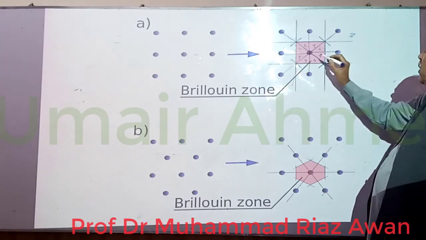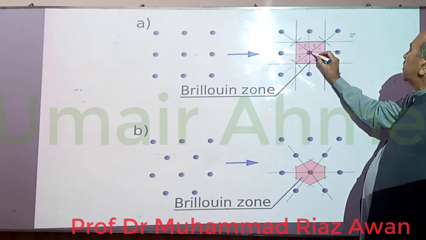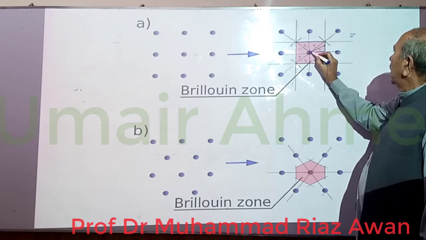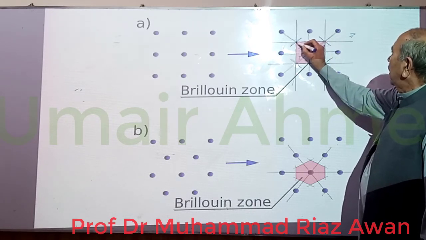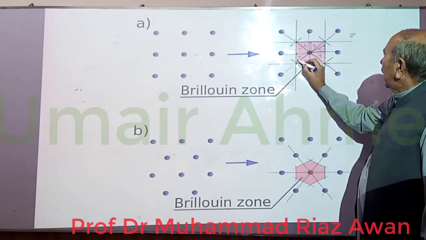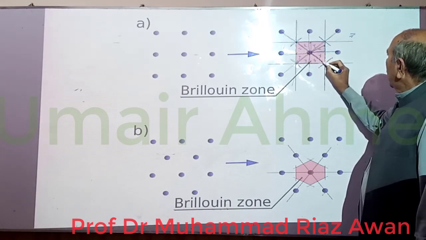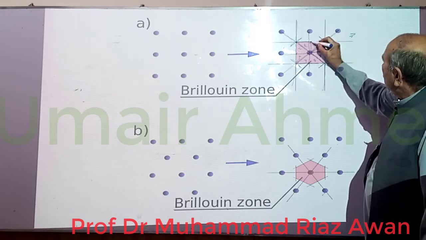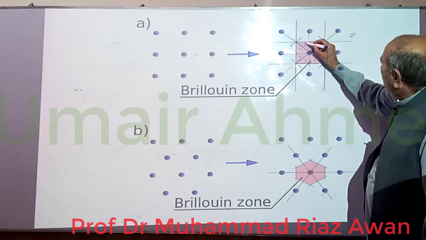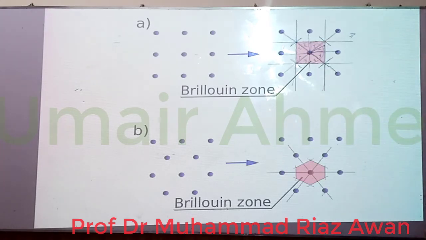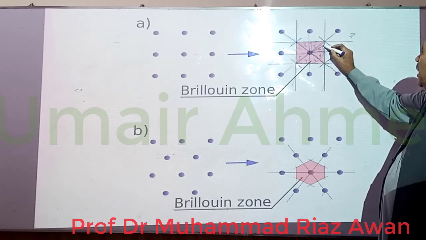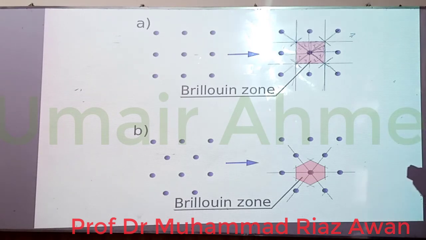So you can see, if I want to reach the boundary of this Brillouin zone, I can draw vectors. This one, this one, it can be reached by all these vectors. These vectors are not crossing these lines, the boundary of the first Brillouin zone. So the set of all these vectors is forming the Brillouin zone. The first Brillouin zone is the set of all those vectors which originate from the origin and terminate at the boundary of this first Brillouin zone.